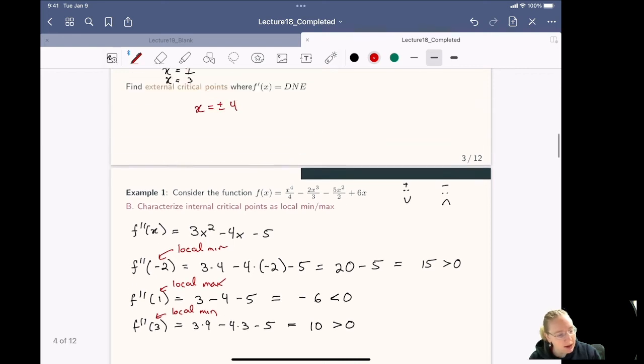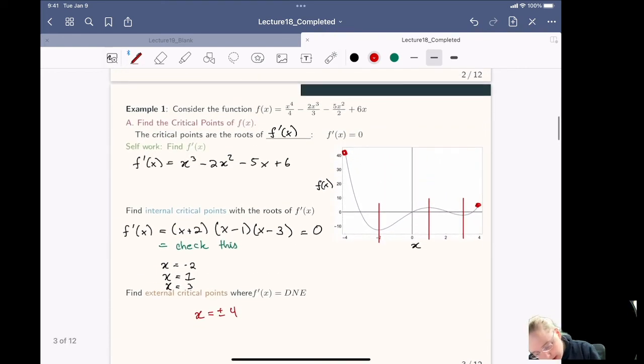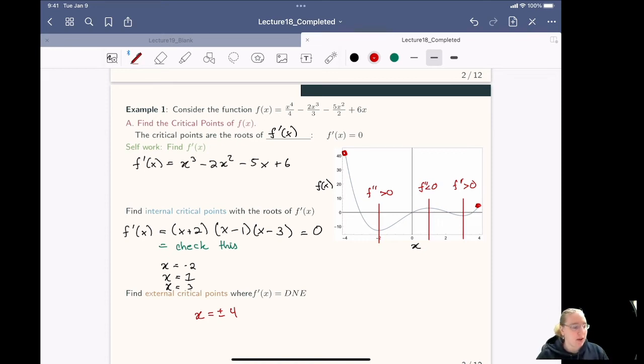All right, going back up to our figure here, we have that f double prime is greater than 0, which makes sense. It's a local minimum. Now we have f double prime is less than 0, and we have f double prime greater than 0. So it matches our plot up there.